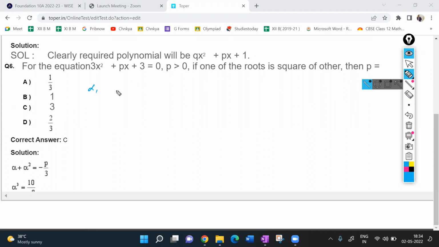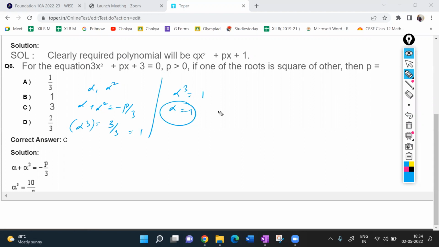Or else you take alpha square, no problem. Why? Because the equation is given in terms of x, right? So let us take alpha and alpha square. So alpha plus alpha square is what? Minus b by a, so minus p by 3. Alpha into alpha square is what? Alpha cube, correct? Product of the roots. Alpha cube is 3 by 3, correct? So alpha cube is equal to 1.